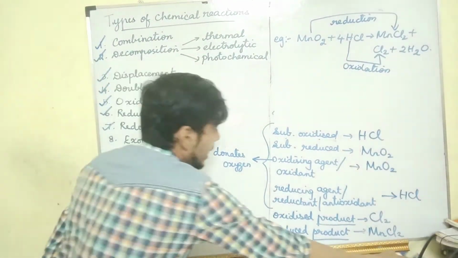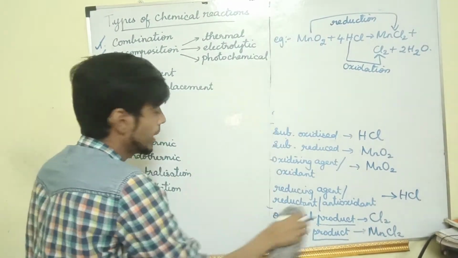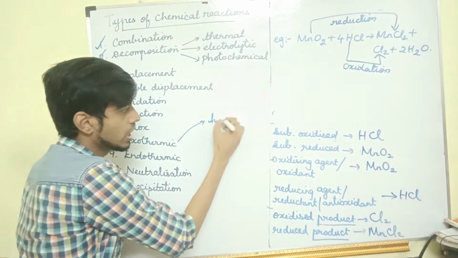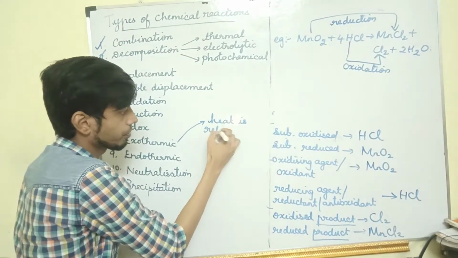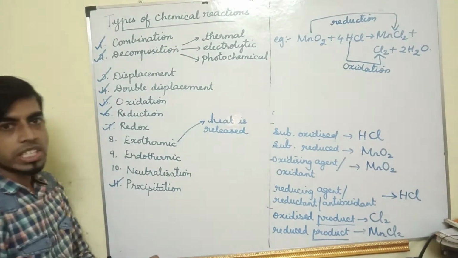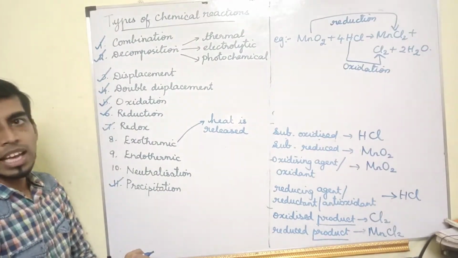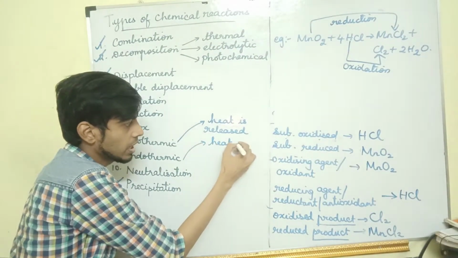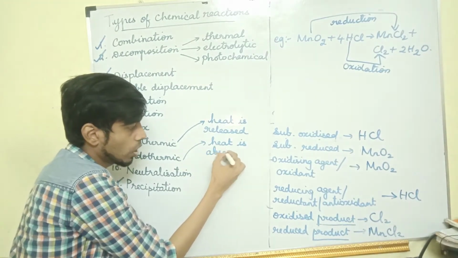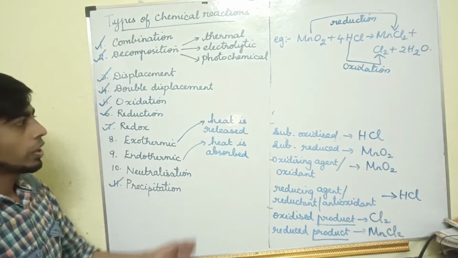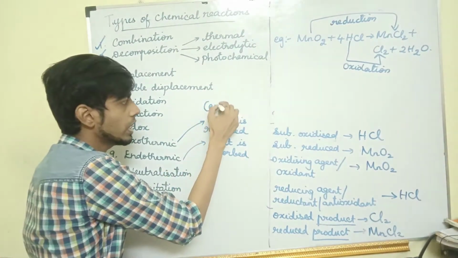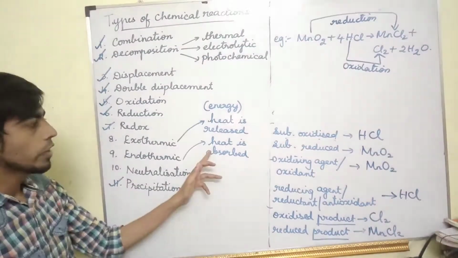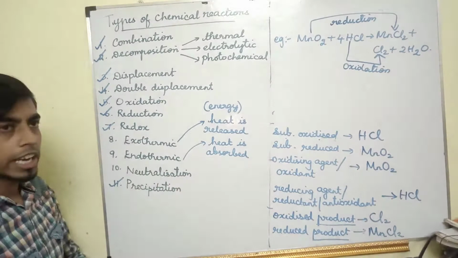Next one is exothermic and endothermic reaction. It is very easy. Exothermic reactions are the reactions in which heat is released. Endothermic reactions are the reactions in which heat is absorbed. Or generally, instead of heat, you can use the word energy. If energy is released, we call that exothermic. If energy is absorbed, we call it endothermic.